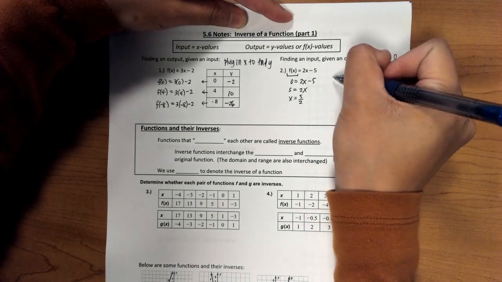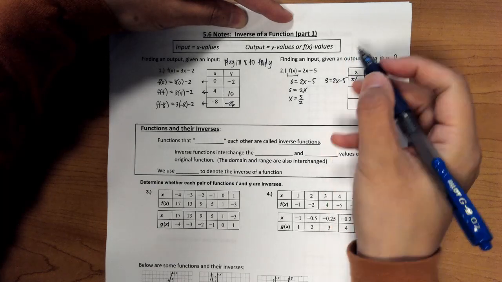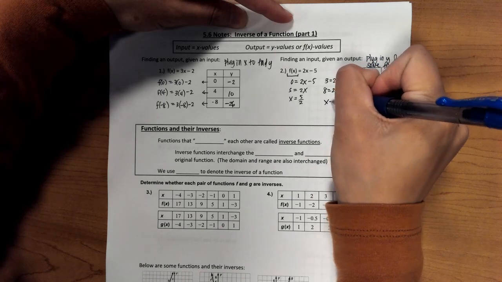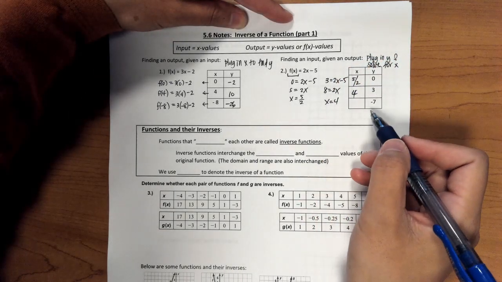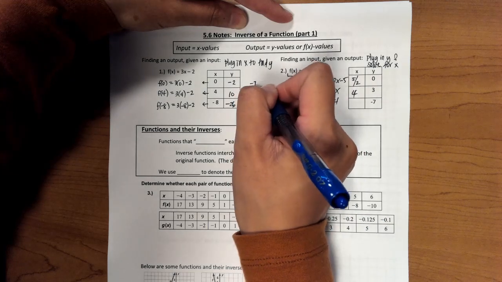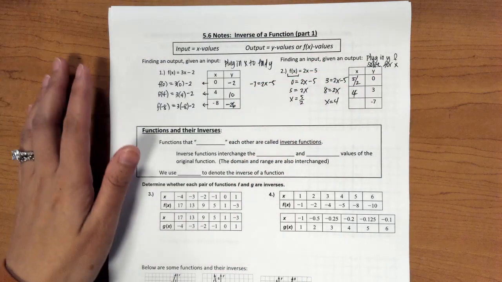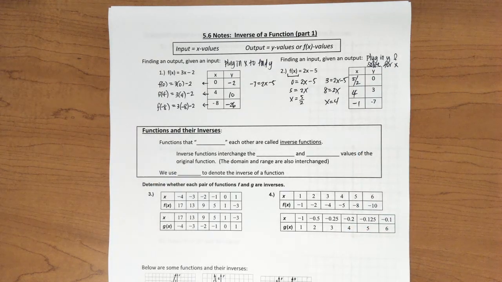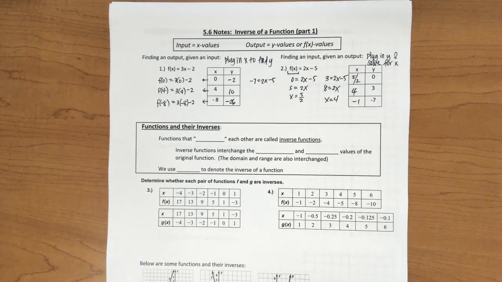And then if I have 3, it'll be 3 equals 2x minus 5. Add 5 on both sides. That'll be 8 equals 2x. So x equals 4. And then the last one, let's do negative 7 here. Solve it, and you should get negative 1. So just a quick review of function notation and how you can find the opposite value.